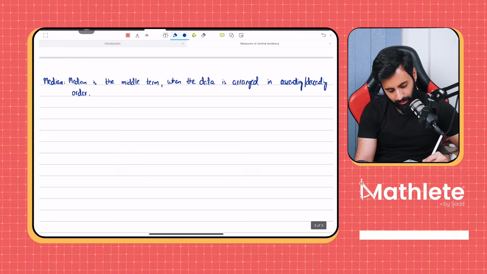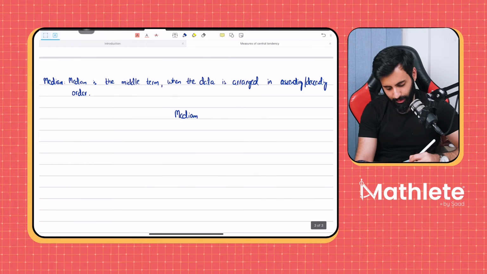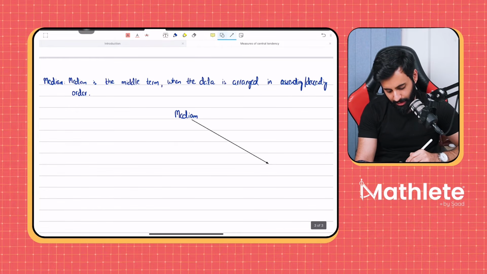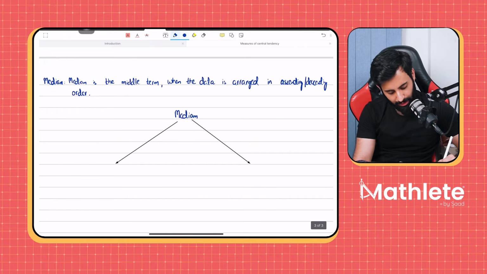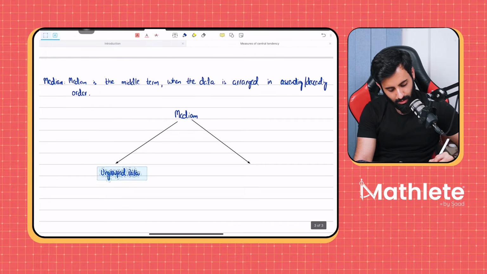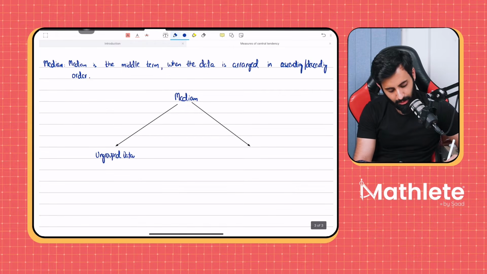Okay, now again, we have to find out median when the data is grouped as well as ungrouped. Just like we have to find out average when the data is grouped and ungrouped, we have to find out median when the data is grouped and ungrouped. So what's the formula for calculating median when we have ungrouped or scattered data? N plus 1 upon 2. That's correct. N plus 1 upon the 2th term.